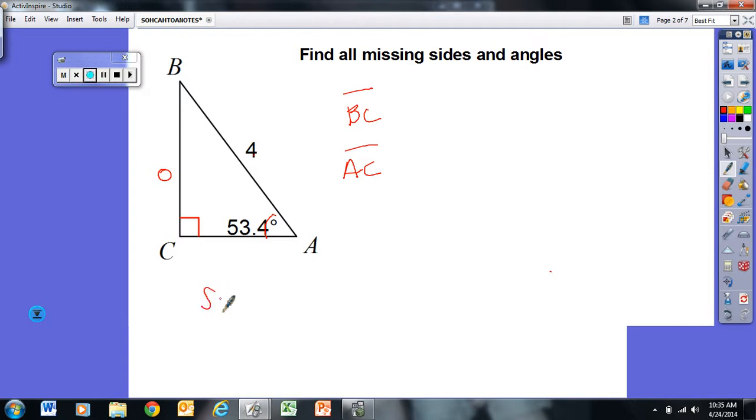So I would say the sine of 53.4 equals x. That's what I'm looking for. I called it O, I should have called it x, over 4. Now, this is just a cross multiplication problem. Sine of 53.4 is just a number. I want to get rid of this 4 on the bottom to get x by itself, so I'm going to multiply 4 by both sides.